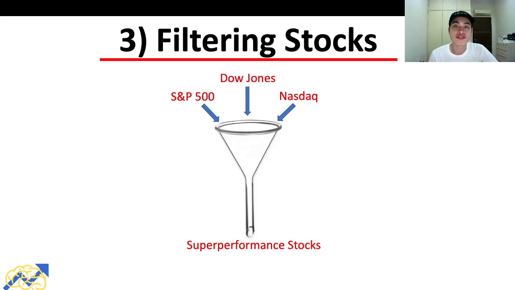The third lesson is filtering stocks. In the US alone, there are hundreds and hundreds of companies. These companies may be in the S&P 500, the Dow Jones, or even in the Nasdaq. So with so many companies in the stock market, how do we determine which are the super performance stocks? To do that, we have to filter out stocks.